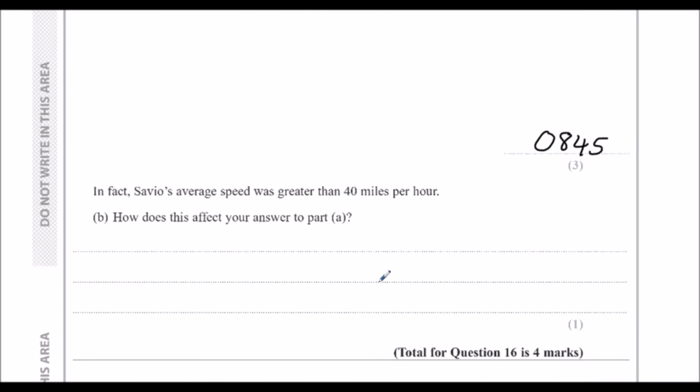In fact, Savio's average speed was greater than 40 miles per hour. He was faster. How does this affect your answer? So if he drives faster, he will get there sooner. So he'll get there before 8:45. He will arrive before 8:45. He will be quicker. He'll get there sooner.